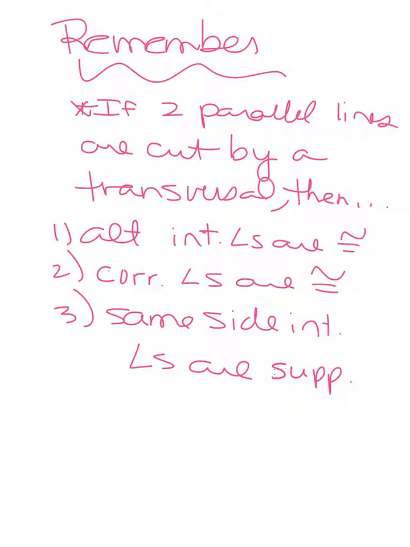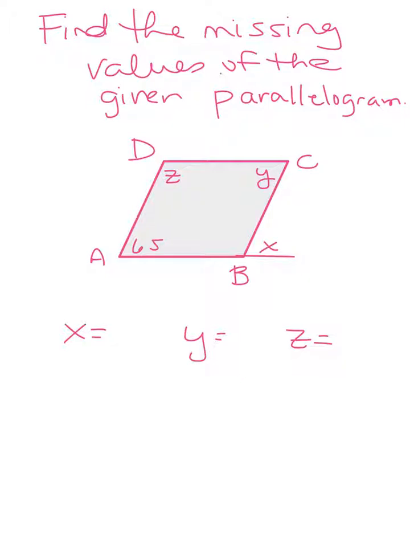Since we're working with parallelograms, we know that we're talking about parallel lines. So a few things to remember: if two parallel lines are cut by a transversal, then alternate interior angles are congruent, corresponding angles are congruent, and same side interior angles are supplementary. We're going to take a look at some parallelograms, and we're going to be asked to find the missing values.